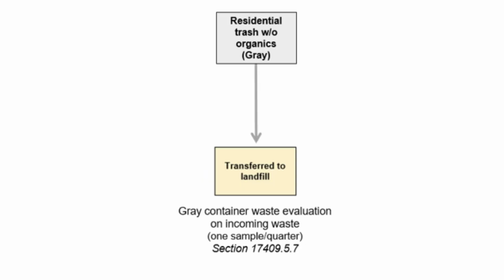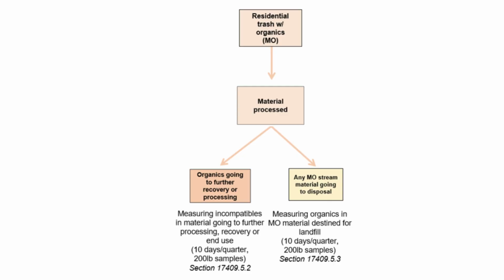Now we're going to move on to the right of that. We're going to go to our gray container waste stream, which is denoted by that small gray box. This is the trash bin that Trash City receives, where organics are prohibited from being placed in that bin by the jurisdiction. So when this material arrives at the facility, it's tipped directly into a larger truck and sent directly to landfill. This facility needs to take 1 200-pound sample of the incoming waste each quarter, only 1. That's the requirement for gray container waste streams, and that's outlined in section 17409.5.7.